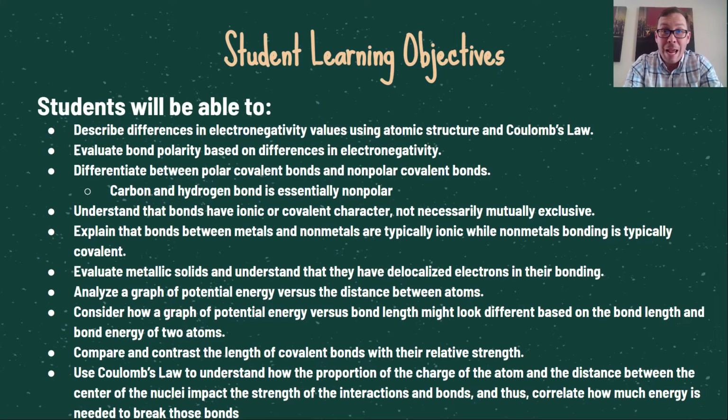So as you can see, we have quite a bit of learning objectives to take a look at today. We're going to talk about electronegativity differences, understand a little bit about bond polarity, differentiate between different types of covalent bonds, understand the concept of ionic and covalent character, differentiate bonds between what bonds together, that is metals and nonmetals and pure nonmetals, understand metallic solids, analyze graphs of potential energy versus distance between atoms, and understand how to evaluate those particular graphs, as well as contrasting the length and strength of covalent bonds. So there's quite a bit we need to get through today, so without further ado, let's get going.